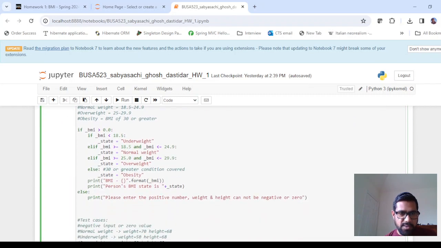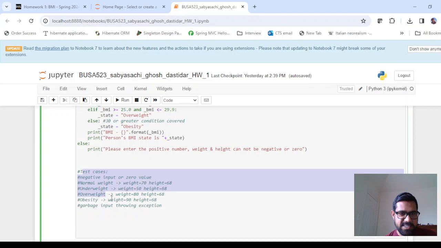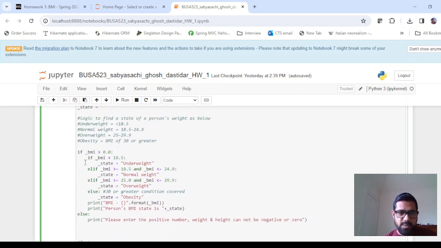And now the logic, as per the given logic, I have implemented the decision tree, and I am going through the inputs that I have already chosen, and I kept all the test cases over here, including the negative input or the zero value, whatever is going to come, I'm going to reject it. So the logic I have written is that if the BMI calculation is more than 0, then only the decision tree is going to be triggered, otherwise it's going to say please enter a positive number, it cannot be 0 or negative.